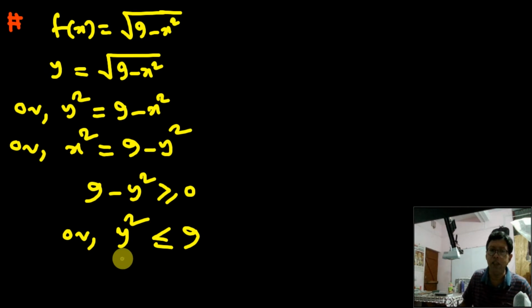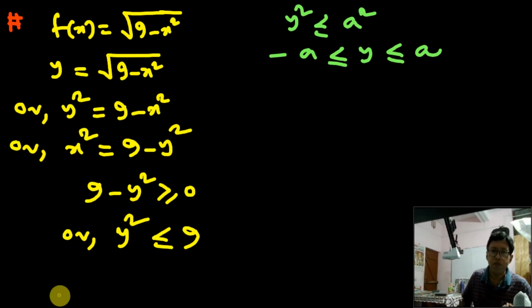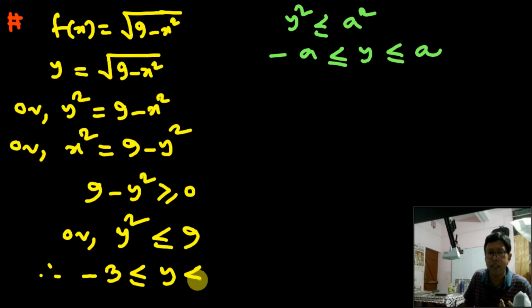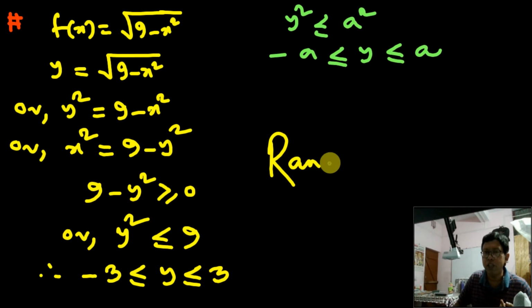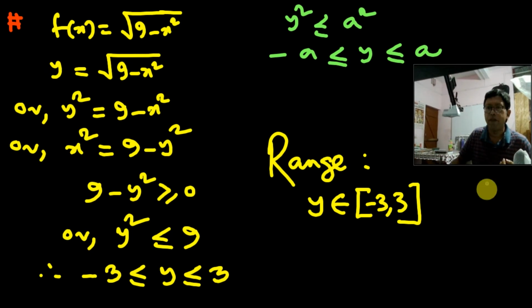Since you have the knowledge of this inequality, if y² is less than or equal to a², then minus a is less than or equal to y less than or equal to a. So we replace y² less than or equal to 9 as minus 3 less than or equal to y less than or equal to plus 3. So the range is found. What is the range of the function? The range of the function is y belonging to the closed interval minus 3 comma plus 3. Okay, we have the result.